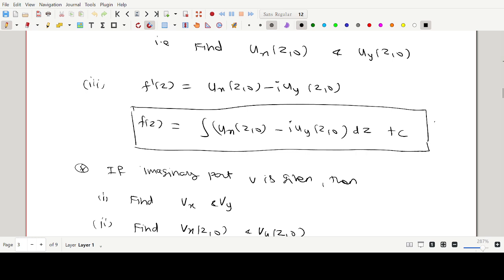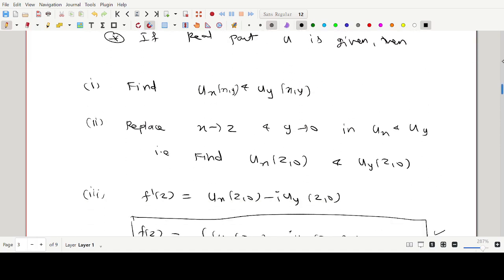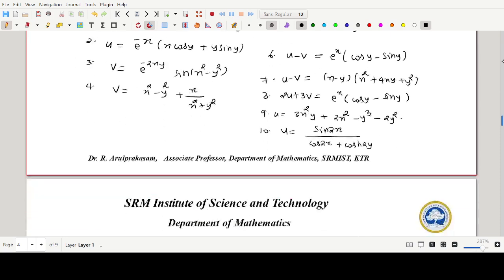This is for the case where the real part is given, to find the corresponding analytic function. Second, suppose the imaginary part v is given, then in a similar way find the first derivatives with respect to x and y, and then replace x with z and y with 0. Then we form the function f of z in this form. This is the rule. There is no need to memorize this rule, so we can do the problems in an easy manner.